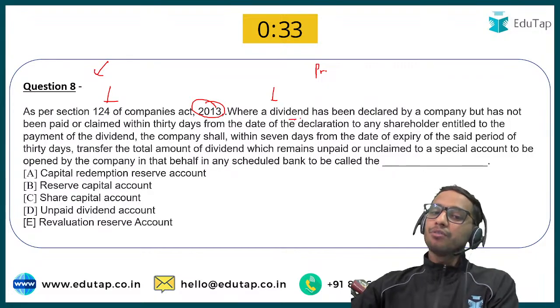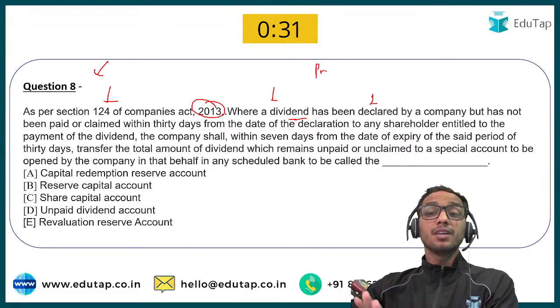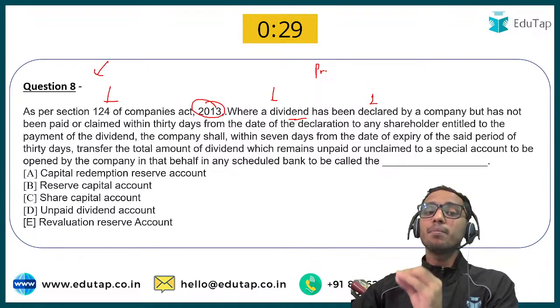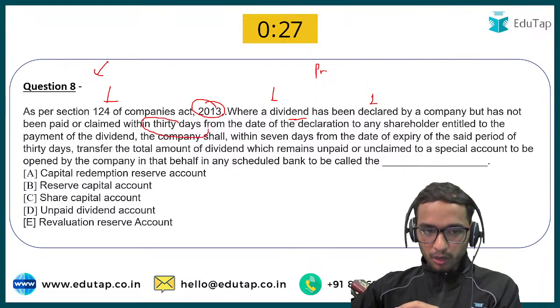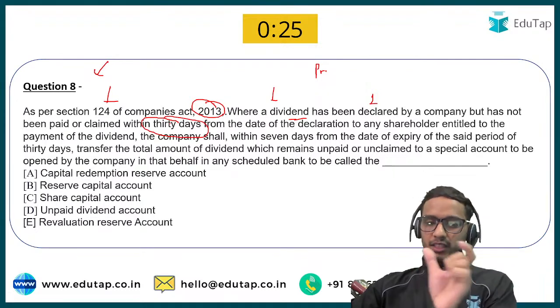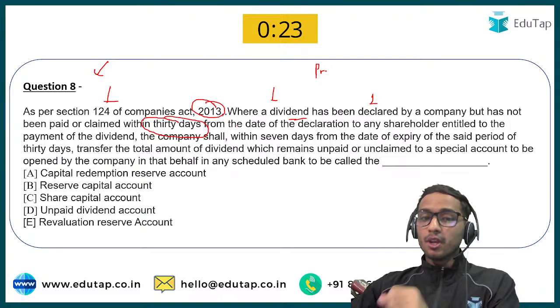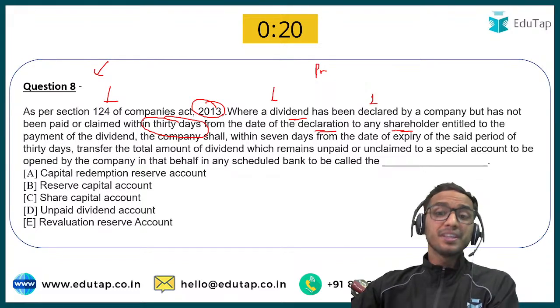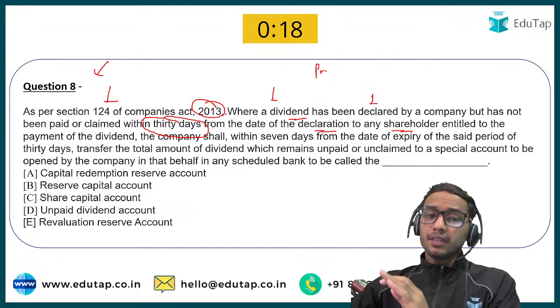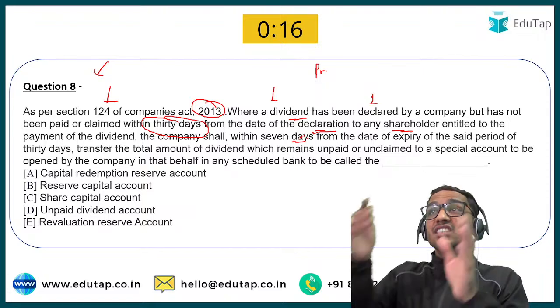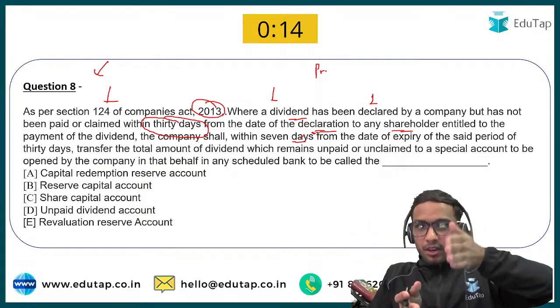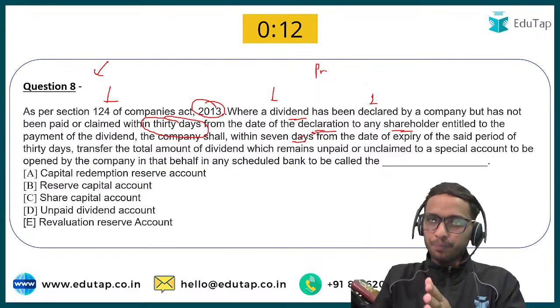It says where a dividend has been declared by the company but has not been paid or claimed within 30 days. So important. This time period of 30 days is also important. From the date of declaration, to any shareholder entitled to the payment of dividend, the company shall, within 7 days from the closure of 30 days. So in 30 days the company has to pay the dividend.